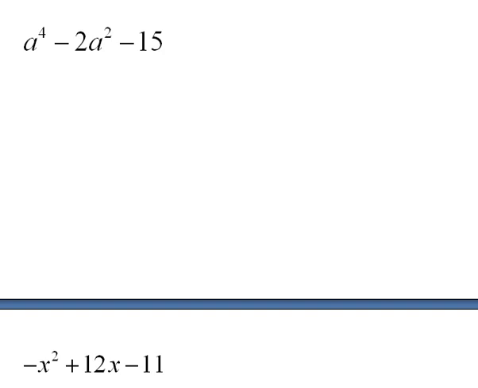Alright, this next one we have a to the 4th minus 2a squared minus 15. And this one might throw you off a bit because it's to the 4th power. But the idea is exactly the same.